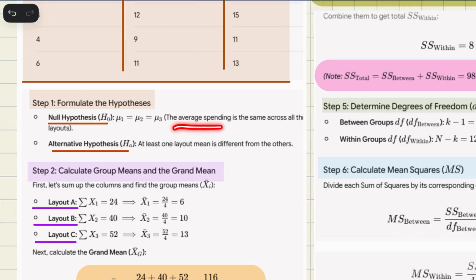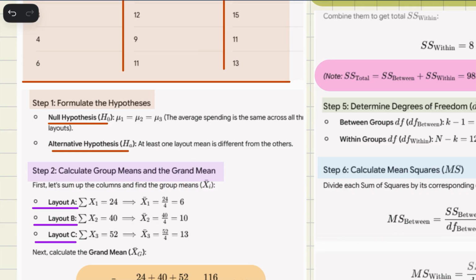That means the average spending is the same across all the layouts. That is what our null hypothesis states. And the alternative hypothesis would state the complete opposite: that at least one of the layout means is different from the others. Note that it doesn't tell us which one is different yet. We are just assuming that a difference exists.